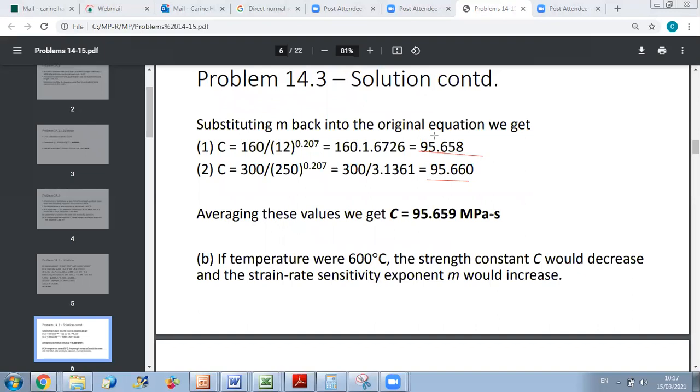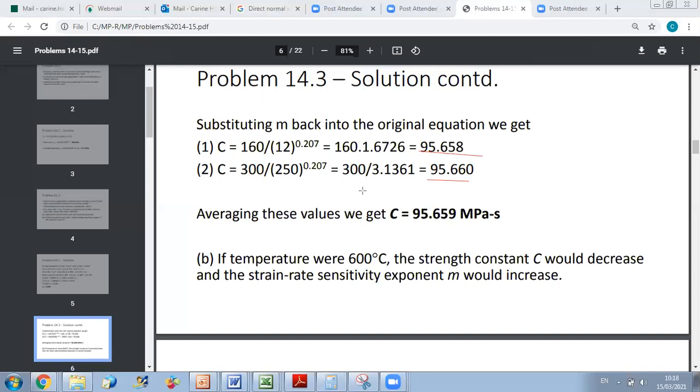And just for the unit, pay attention to the unit, okay? The unit of C here will be megapascal second. So the unit of C is different here than the unit of sigma because the rate epsilon dot is 1/second. So C should have as unit megapascal times second in order in total to have the unit for sigma of megapascal. Okay.